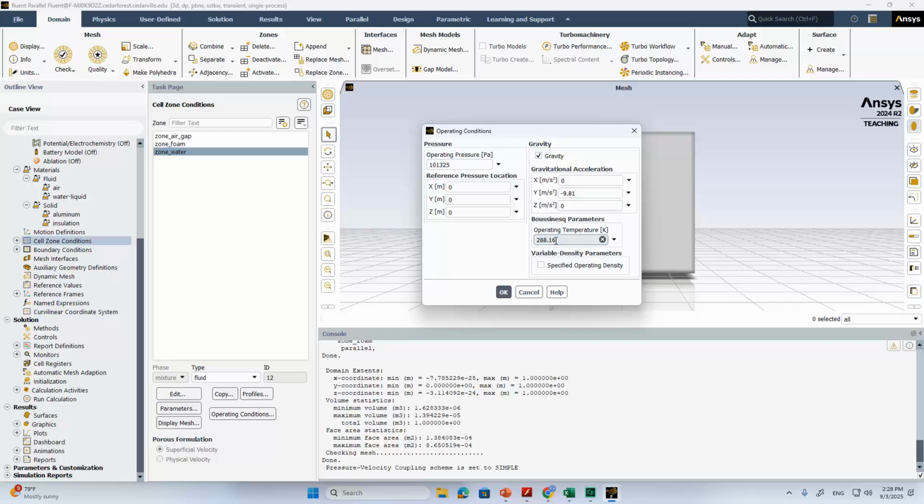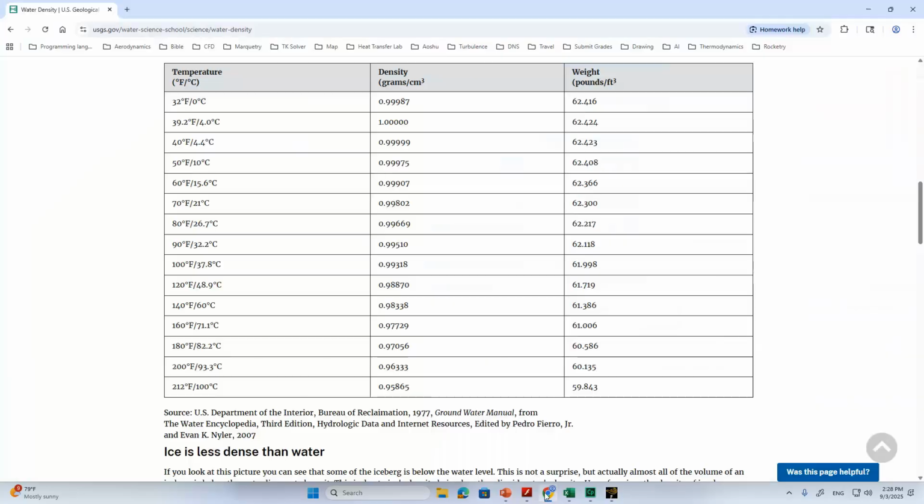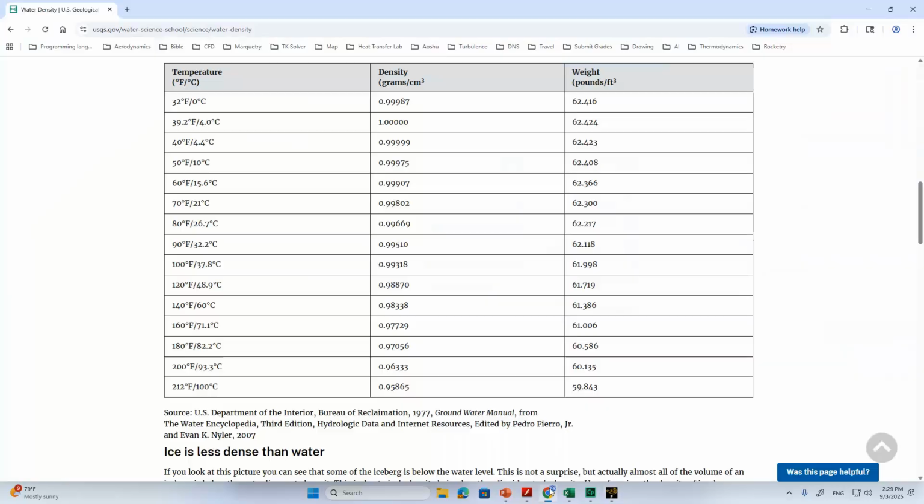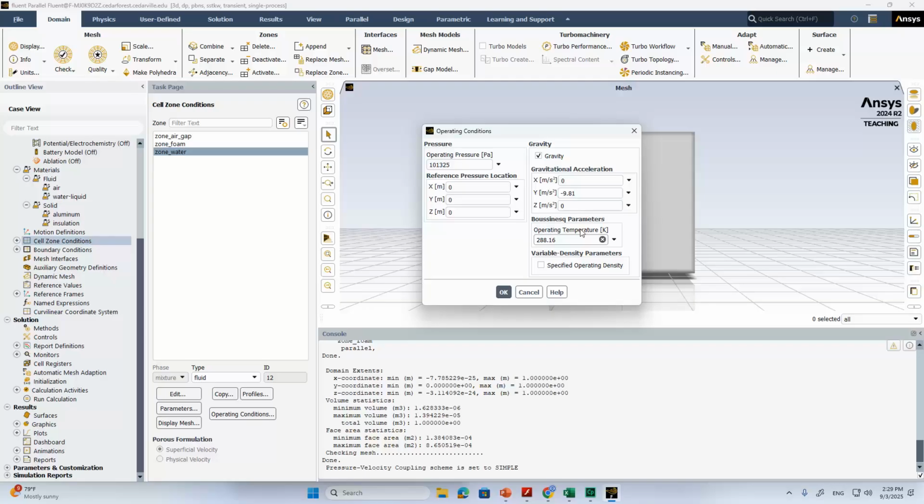That is about 15 degrees Celsius. Okay, how about we simply use this value? Okay, 999.07. In fact, you can use a different value, right? Anyways, let's pretend that this is a correct value. Okay, 999.07.